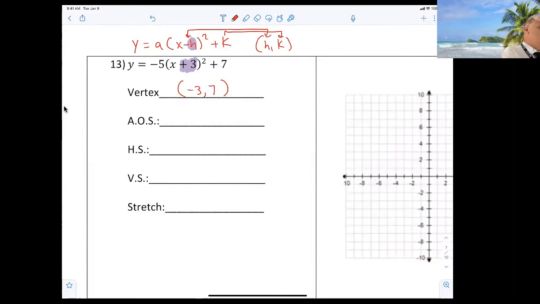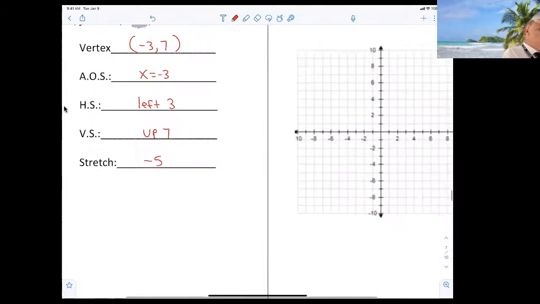So what's the axis of symmetry? X equals -3. Your horizontal shift is what? Left 3. And then our vertical is up 7. It's just what you moved on the vertex. And then your stretch is what? -5.